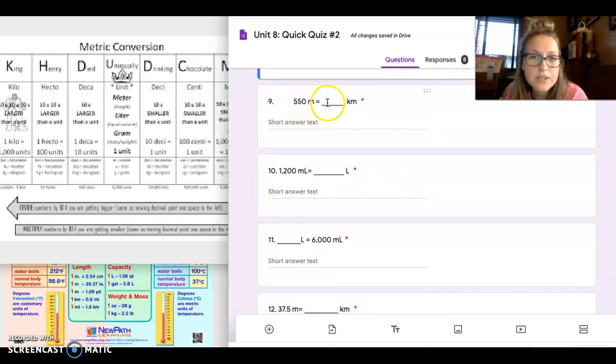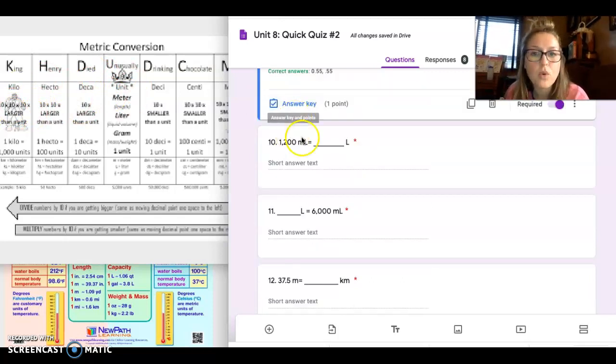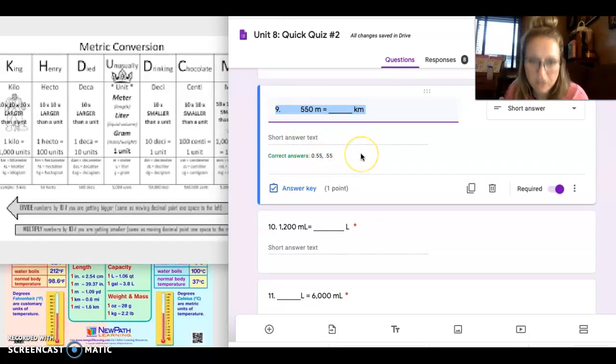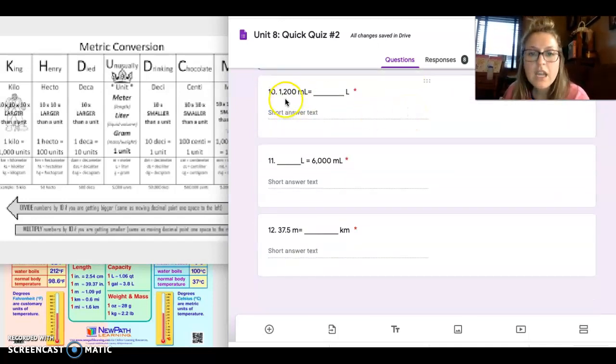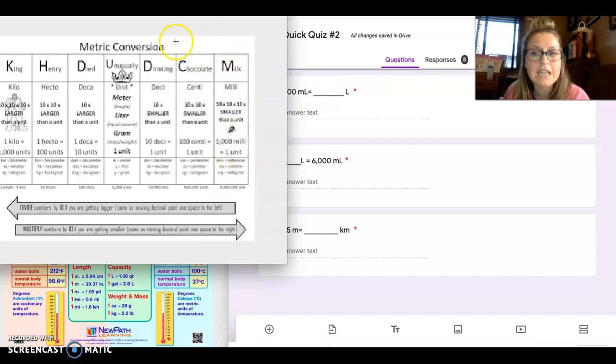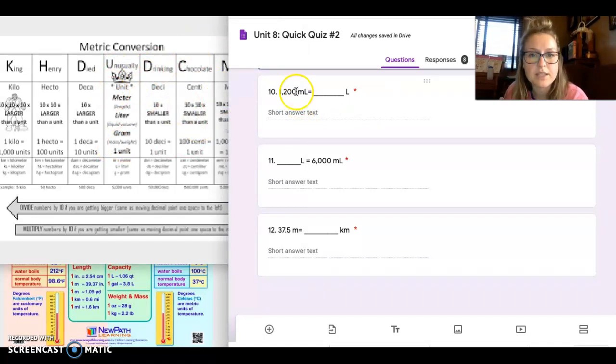550 meters equals how many kilometers? Well, I'm going to start here at meters, and I'm going to move 1, 2, 3 times. I'm dividing 3 times. So it becomes 0.55 or 55 hundredths of a kilometer. I have 1,200 milliliters, so I'm going to start in the milli, and I need to get to liters. Again, we're going to divide. We're going to move that decimal place 1, 2, 3. So it becomes 1.2 or 1 2/10 of a liter.